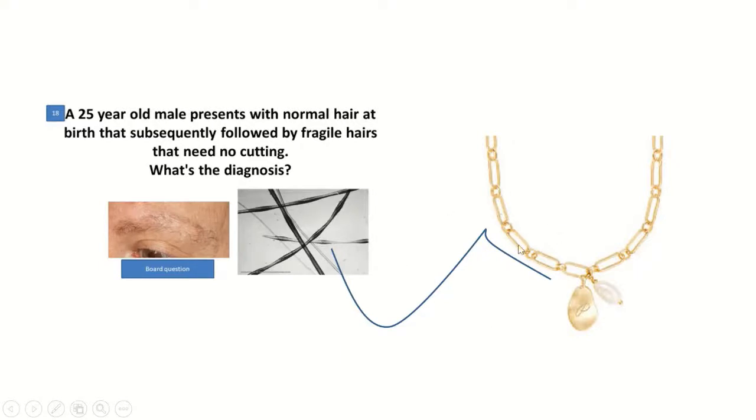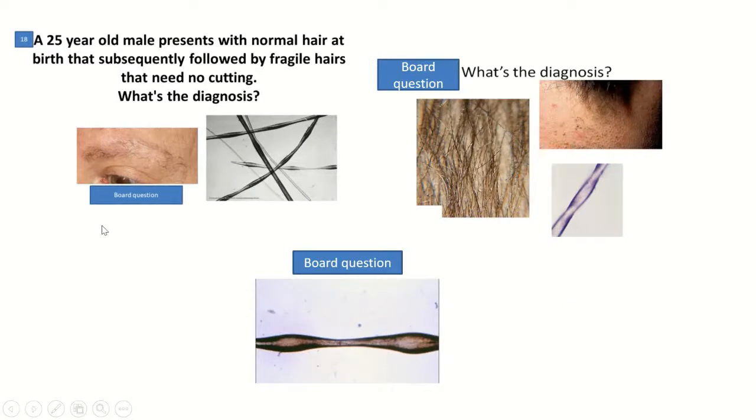Compare this shape to the necklace. In this question, you notice that in monilethrix, hairs beyond the scalp can also be involved. There are some board questions on monilethrix. Another key point is that the presence of follicular hyperkeratosis is a common finding in monilethrix.